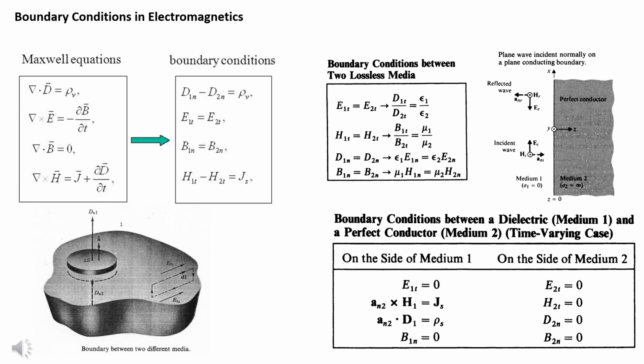Grasping these boundary conditions is essential for accurately modeling and analyzing the interactions of electromagnetic waves with various materials and interfaces. Whether you're designing antennas, waveguides, or studying how electromagnetic fields propagate through complex media, mastering these conditions will ensure that your solutions are both accurate and physically meaningful.